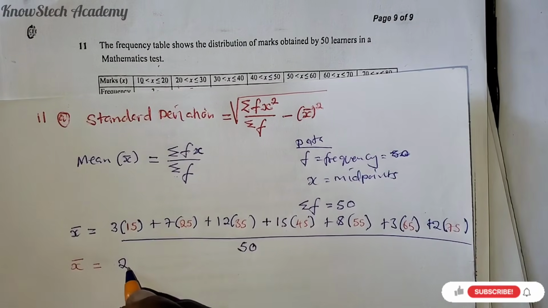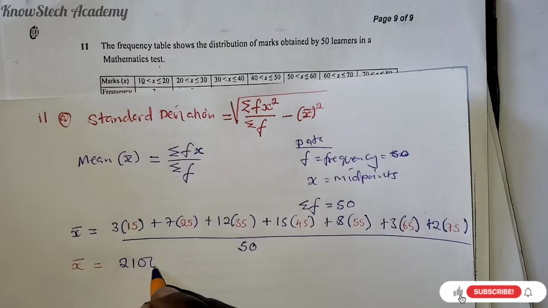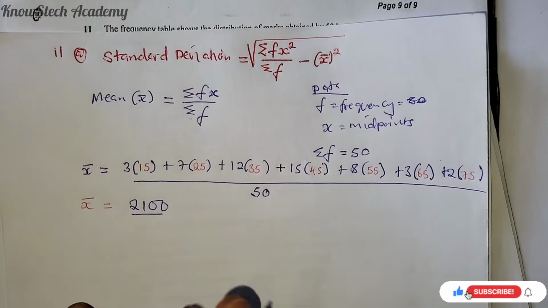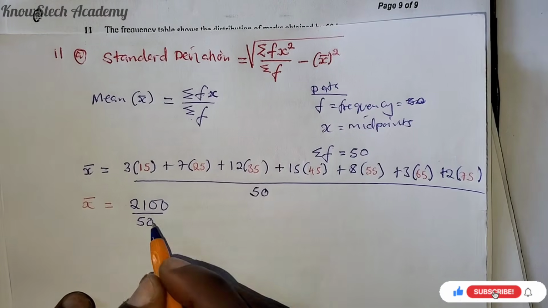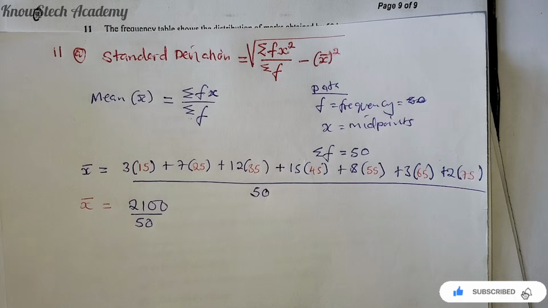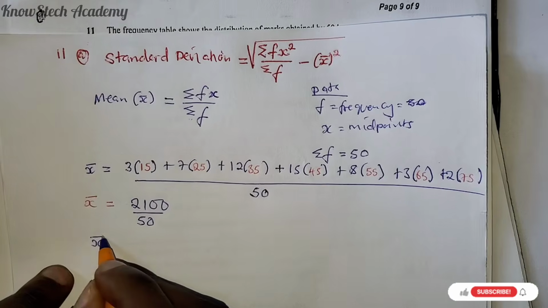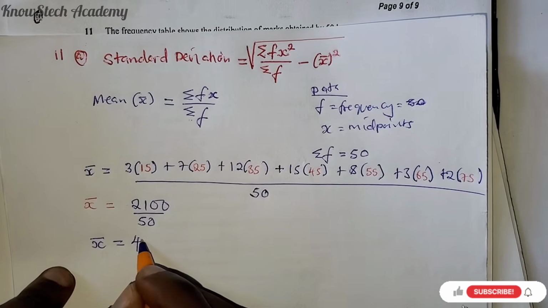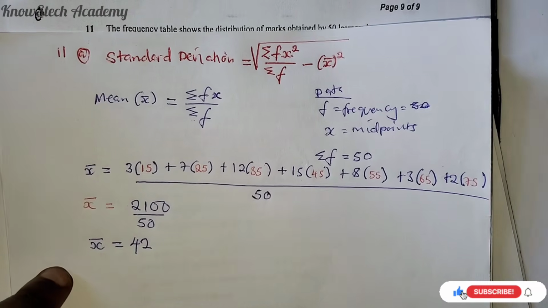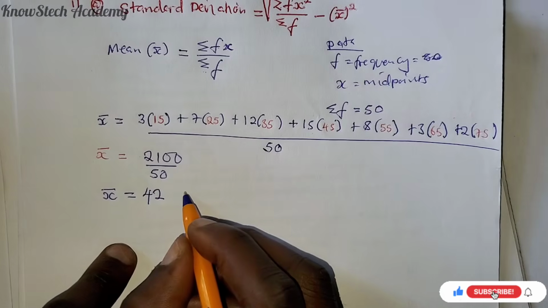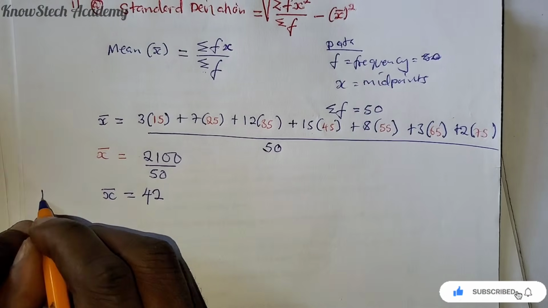2100 divided by 50. Okay, so the same answer divided by 50, we're going to have 42. Wow. So the mean is equal to 42. Now take note, this is the mean. Okay, let me just write it here.